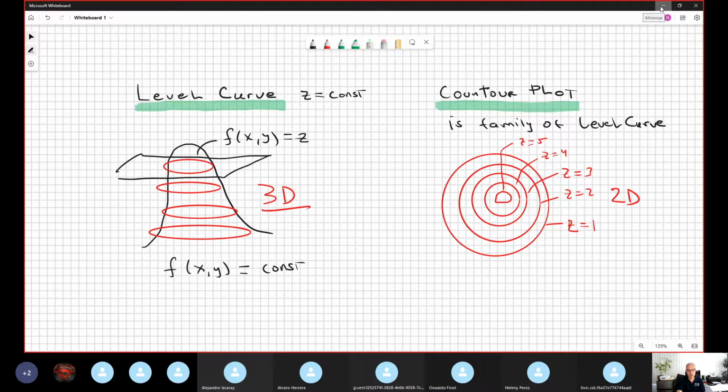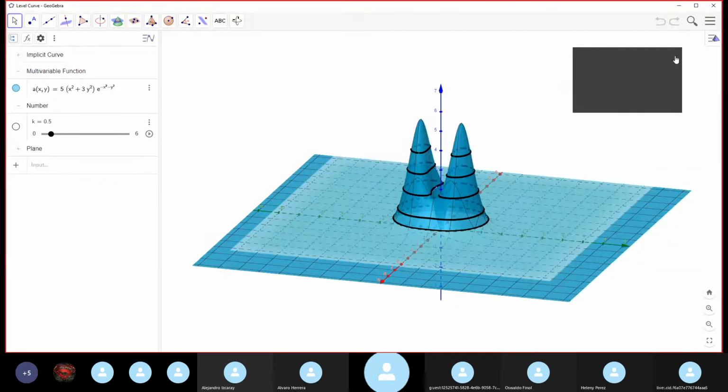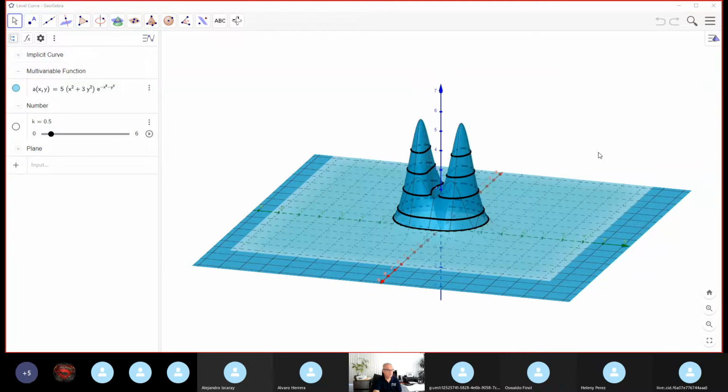Cool. Let me share the screen. There you go. This is GeoGebra. Do you see GeoGebra? Wait, where is this? Here. Increase. Do you see GeoGebra? Yes or no? Cool. We have, let me see, I created this.